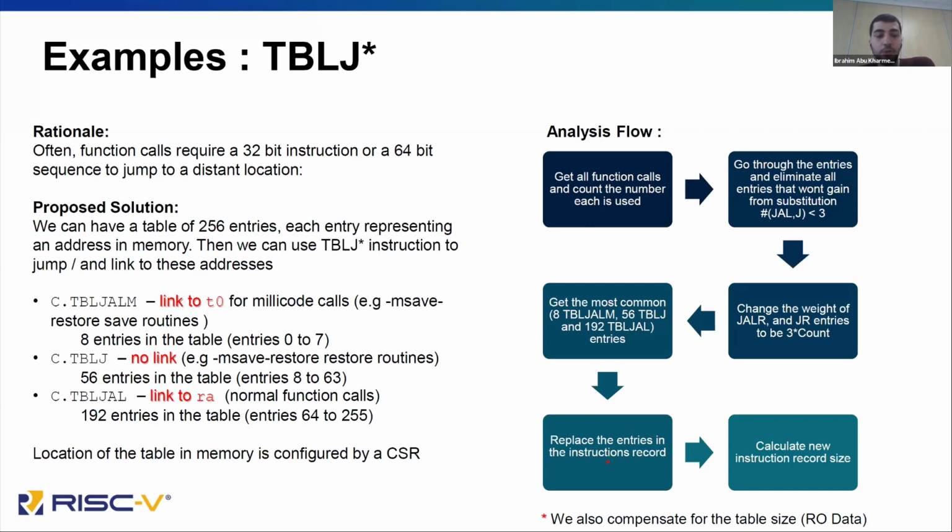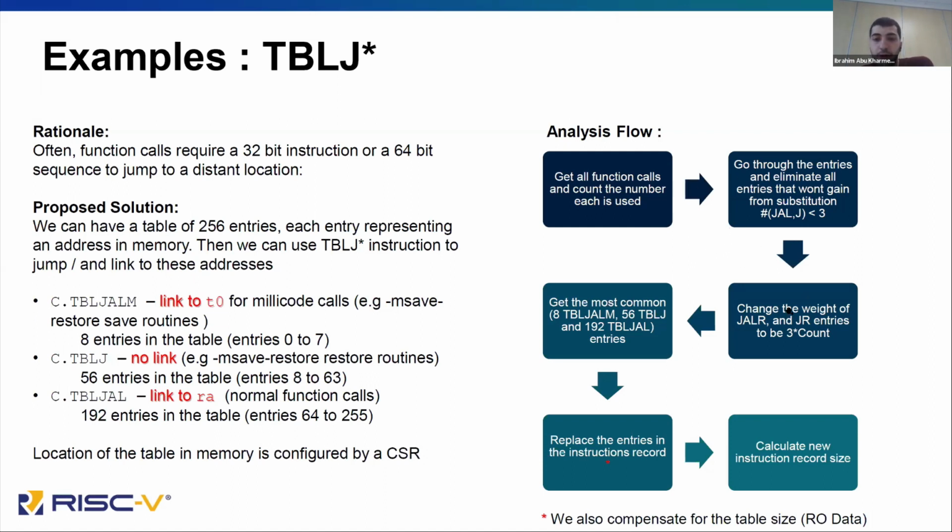So table JAL would have a table in memory, and a new instruction that would jump to various entries in the table. The linked register would depend on the actual instruction. We split this table into three different regions, and each region would link to a different register. The location of this memory is configured by a CSR. To actually analyze this, we can get all the function calls in a certain program, and then eliminate all the ones that won't gain any savings.